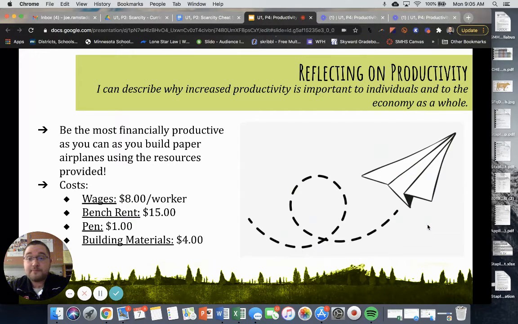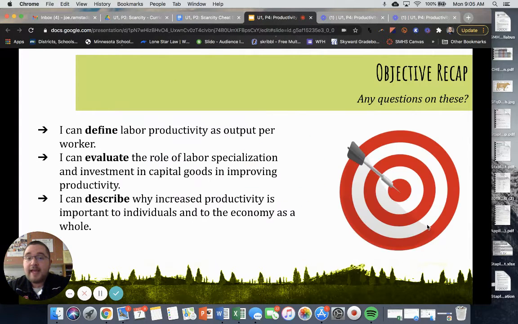Okay, we're going to stop here for now. I'll explain this activity in class. This is a class activity about productivity. And we're going to wrap up here with these learning targets.